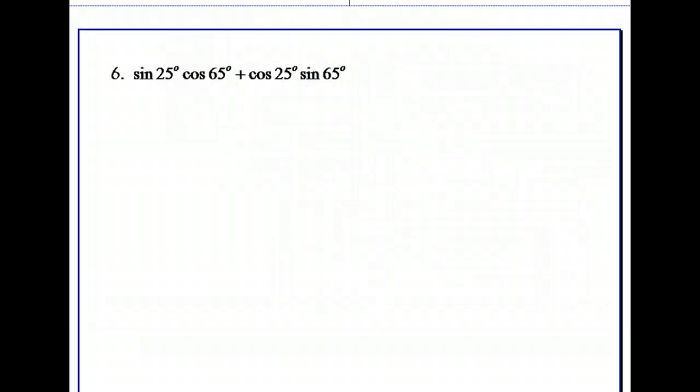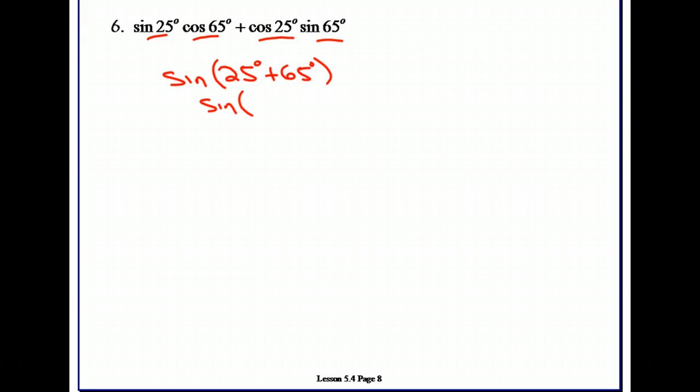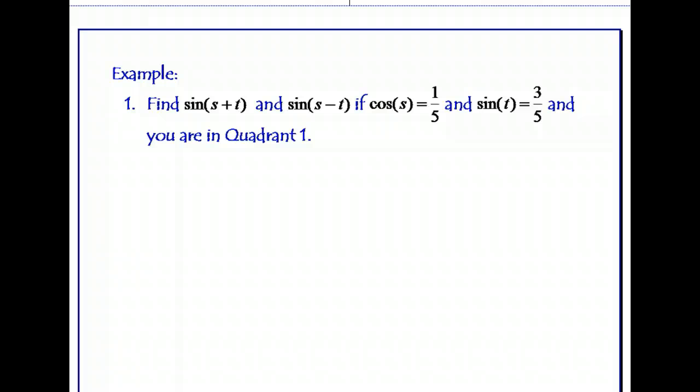All right, a couple more of these. Can you go backwards when I give you a problem like this? Look at this, sine, cosine, plus cosine, sine. Wait a minute. That's my sine addition formula. That's the sine of 25 plus 65. Do inside the parentheses first. That's really the sine of 90 degrees. I know the sine of 90 degrees. That's 1. So I recognize this. This is the backwards version of my addition formula. They gave me the addition part, and I knew that was the sine of 25 plus 65.